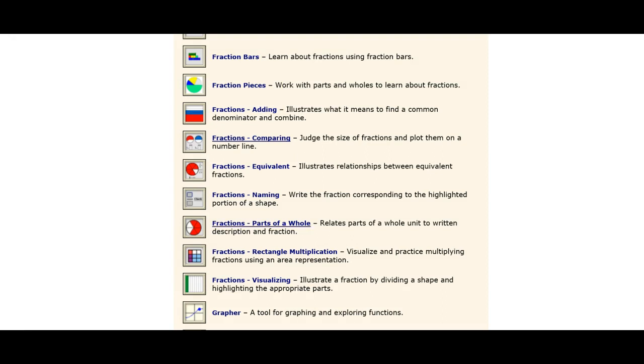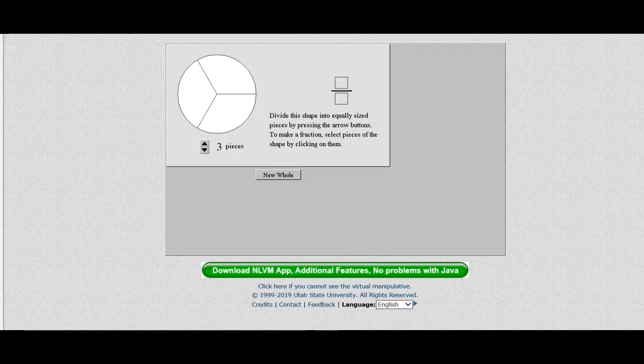But if I look at parts of a whole, that's a nice way to see, am I drawing my pieces correctly? So if I divide a circle up into 7 equal pieces, and then look at 4/7 by just clicking on them, I can shade them. That's what 4/7 looks like. If I made it 4/5, that's 5 equal pieces, and there's 4 pieces there. You can see that 4/5 is a much larger fraction.